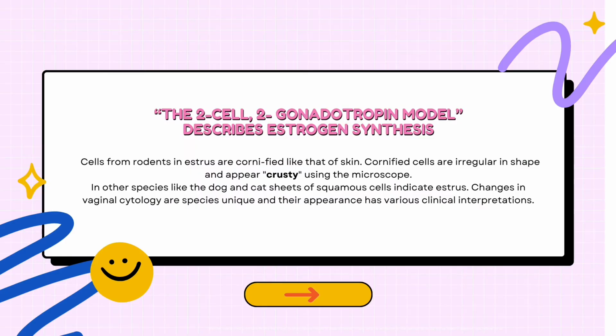Cells from rodents in estrus are cornified, like those of skin. Cornified cells are irregular in shape and appear crusty under the microscope. In other species like the dog and cat, sheets of squamous cells indicate estrus. Changes in vaginal cytology are species unique, and their appearance has various clinical interpretations.